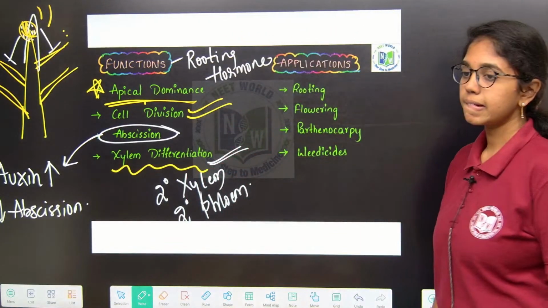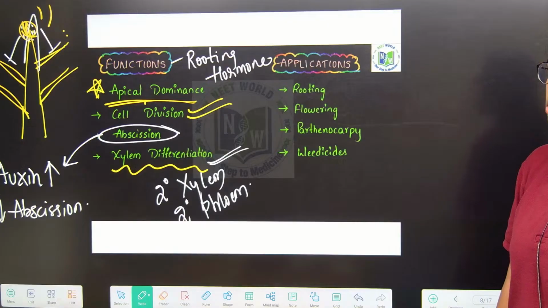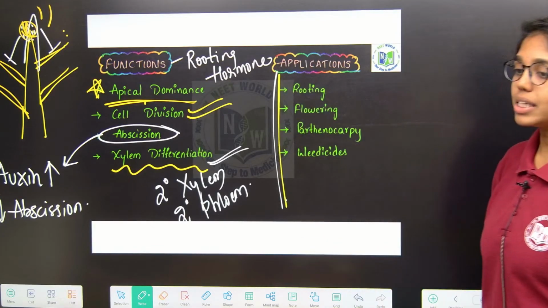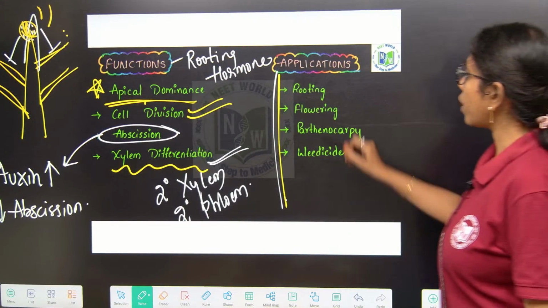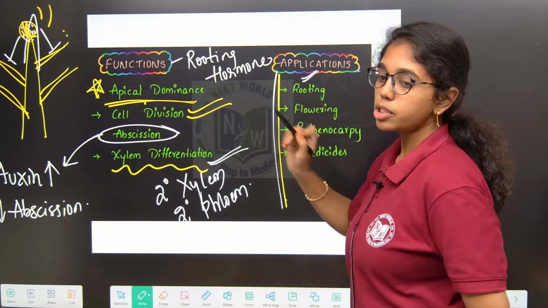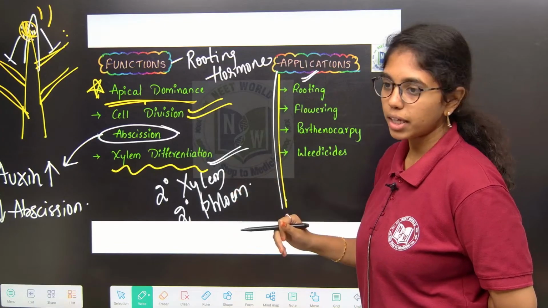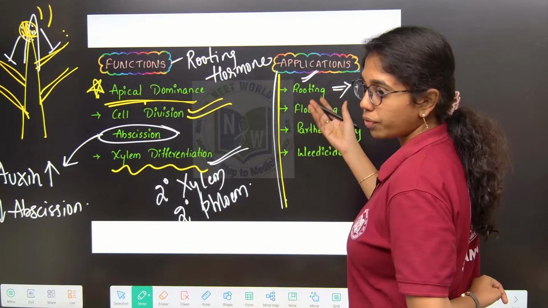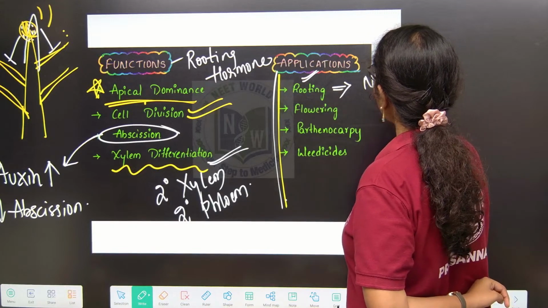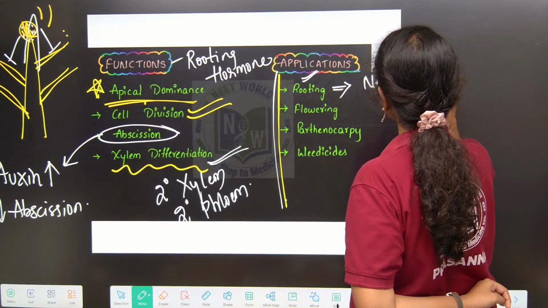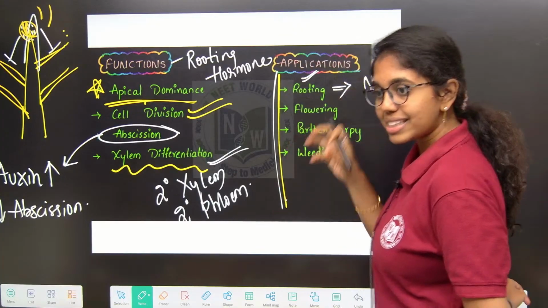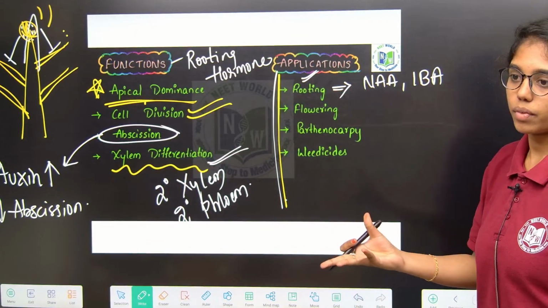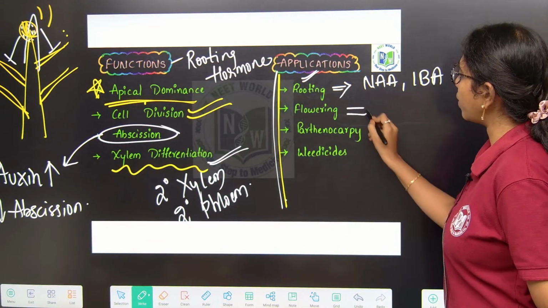Clear, right? Clear with the functions of auxins? Now, applications of auxins. Auxins are applied for rooting. As I told you, auxins promote rooting in the stem cutting regions. The types of auxins used for rooting are naphthalene acetic acid and indole butyric acid. Supplementing this NAA and IBA to plants will promote what? Rooting.